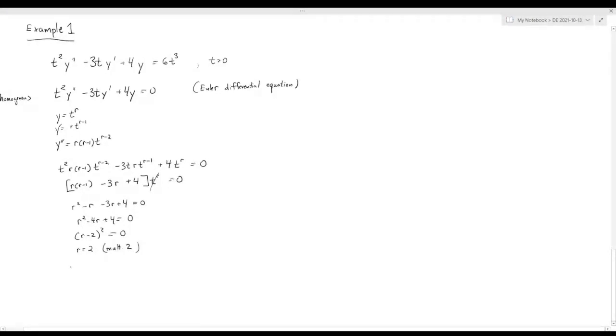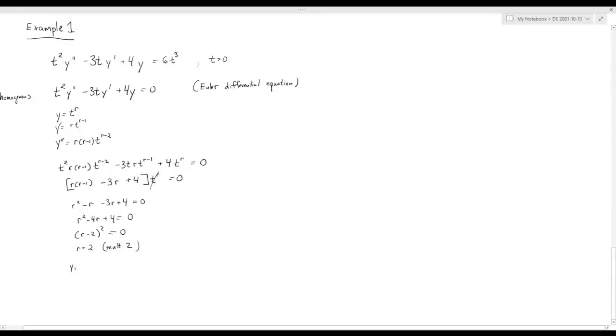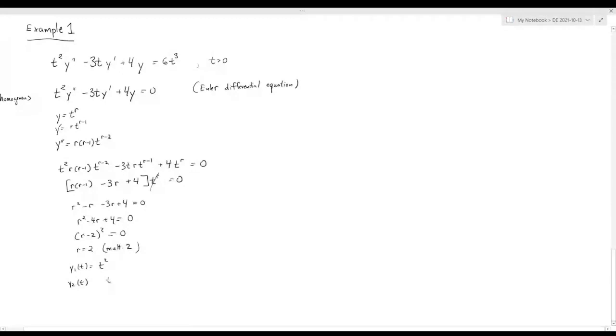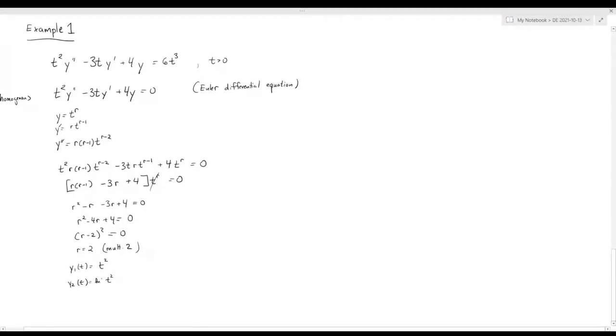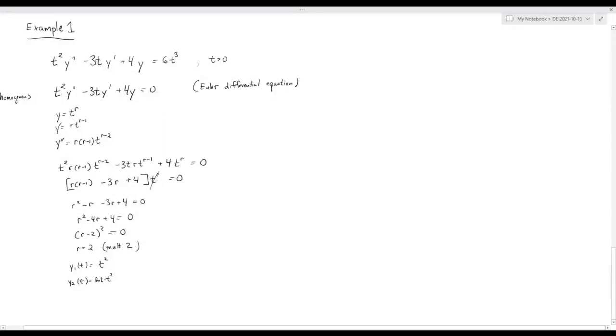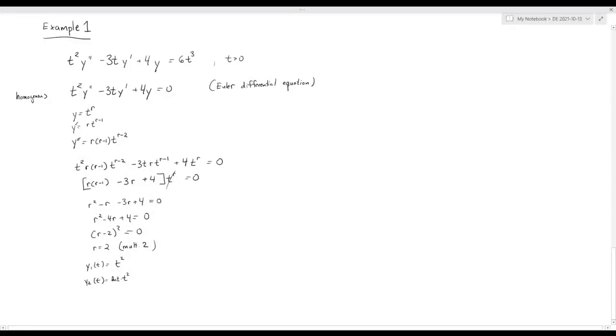So you need to recall from the section on Euler's differential equation that the fundamental solution set would be t to the r, where r is 2. And here we would have t to the r, but we have to make sure y2 is independent from y1, so we multiply by natural log of t. So we found the fundamental solution set.